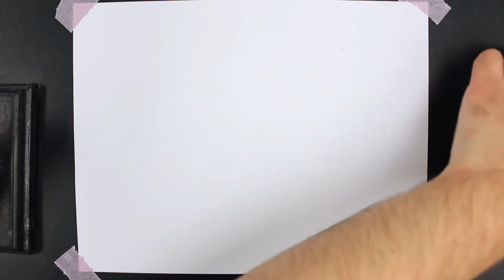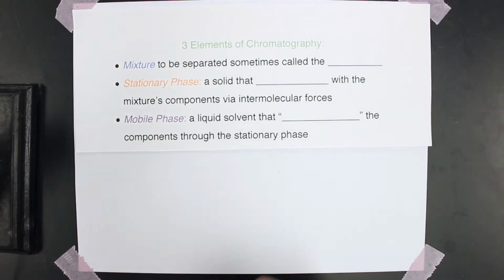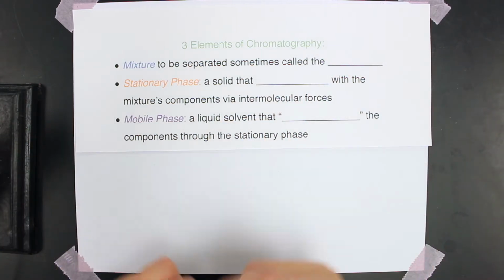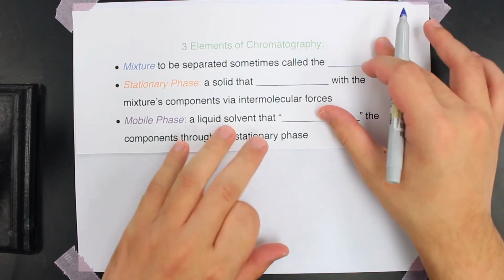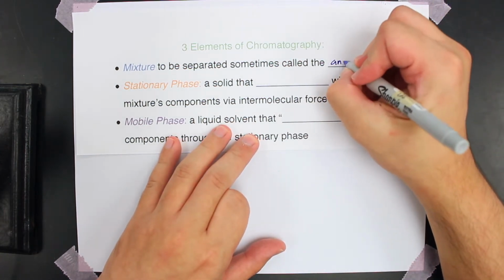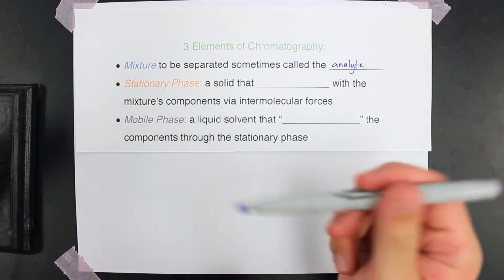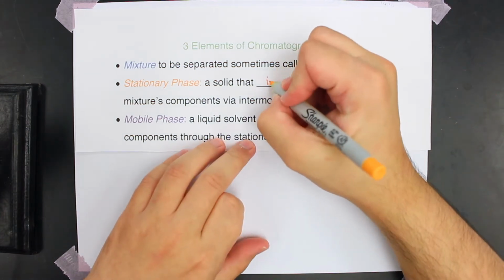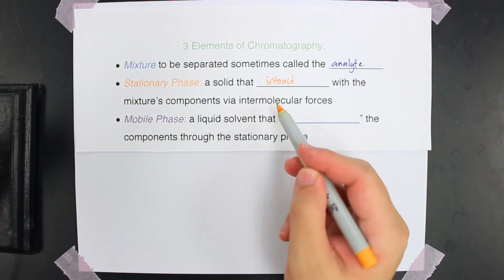So let's talk about the three elements of chromatography, and these are going to be found no matter what type of chromatography you're doing. In this case it's called thin layer, but these apply to all forms of chromatography. So the first element is a mixture, and this mixture contains components which are to be separated, and this mixture is often called the analyte because it's often being analyzed. The stationary phase, which is a solid that will interact with the mixture's components via intermolecular forces.